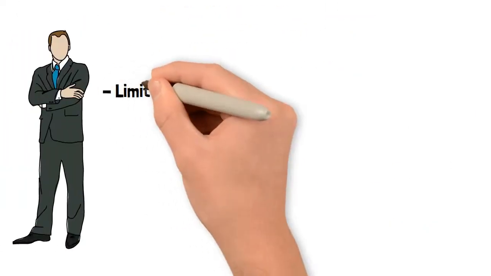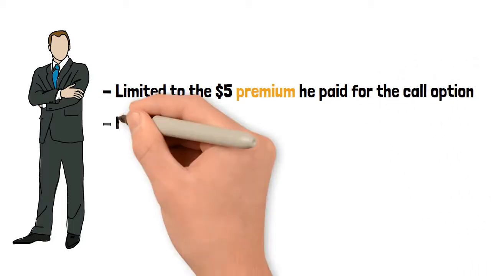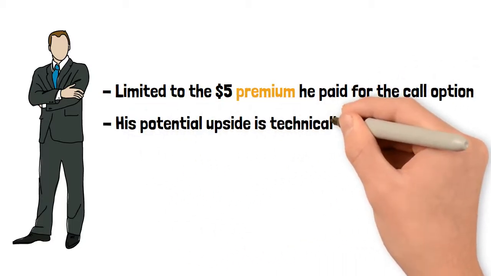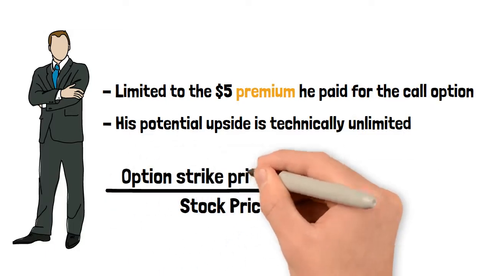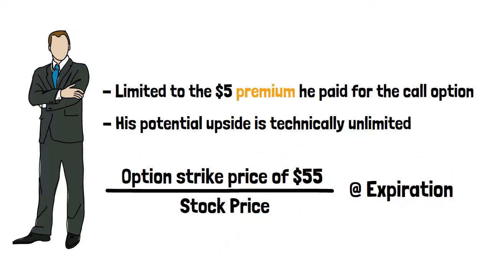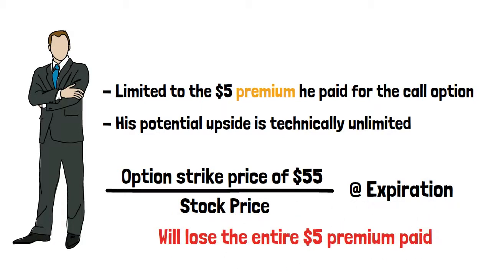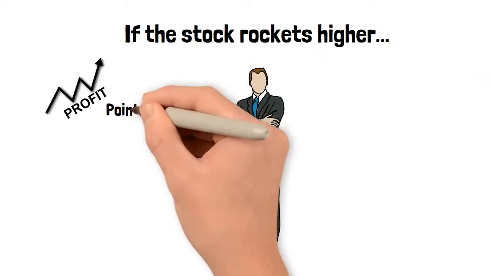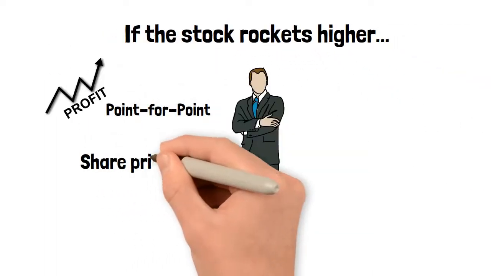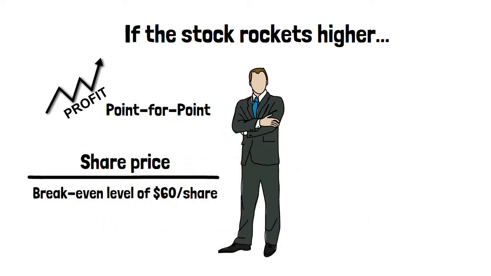John's risk is now limited to the $5 premium he paid for the call option. His potential upside is technically unlimited. If the stock price is below the option strike price of $55 at expiration, John will lose the entire $5 premium paid. If the stock rockets higher, however, John could potentially profit point for point once the share price rises above the break-even level of $60 per share.